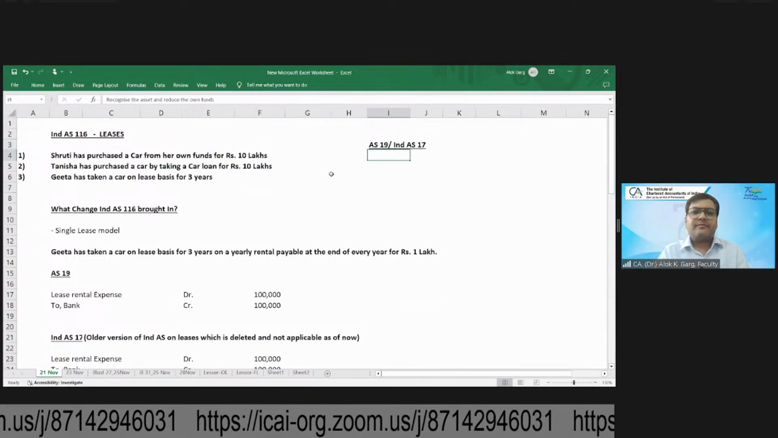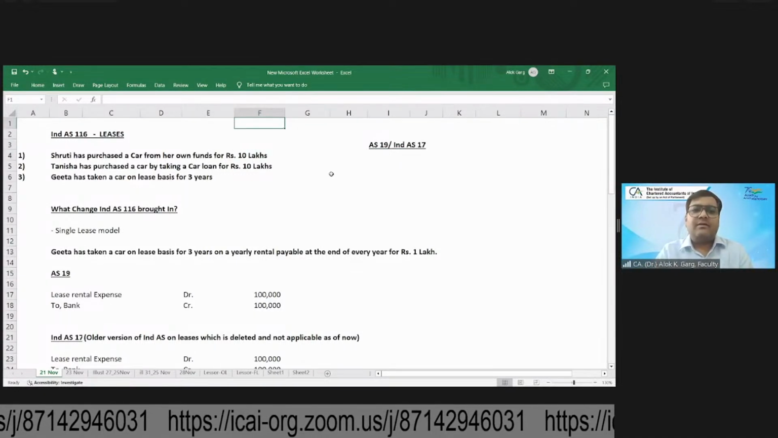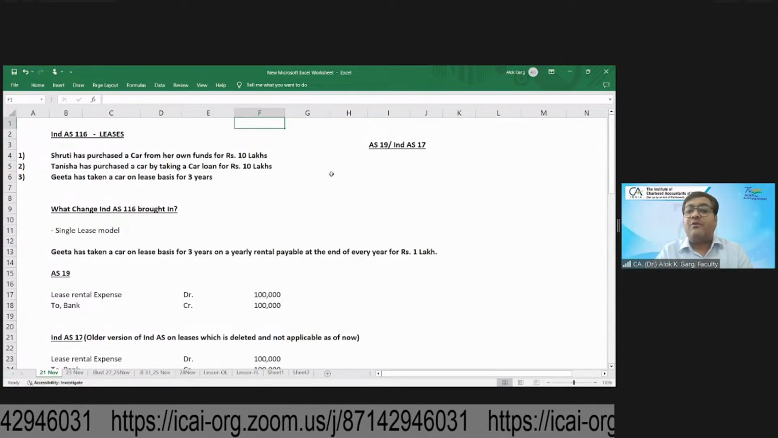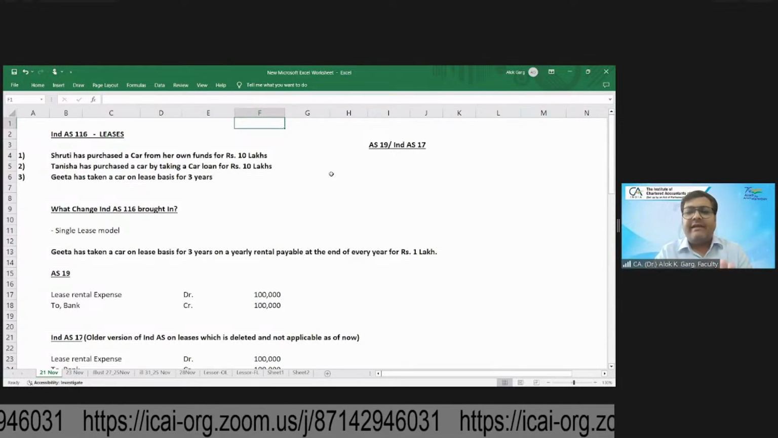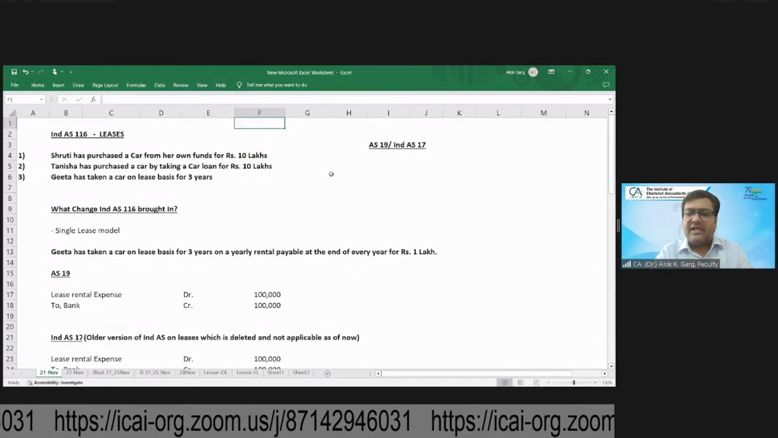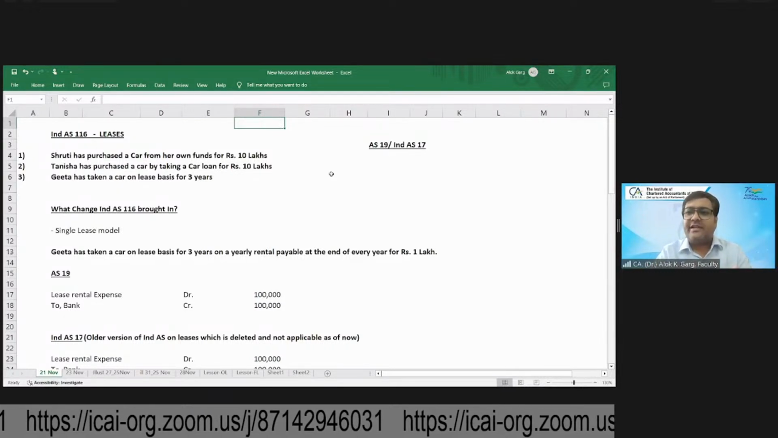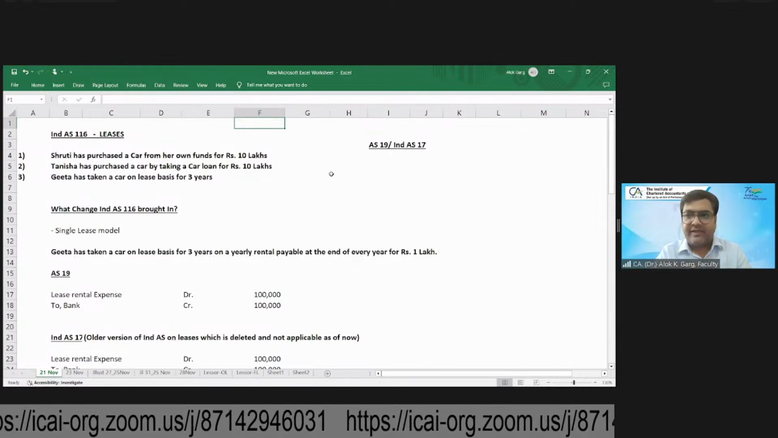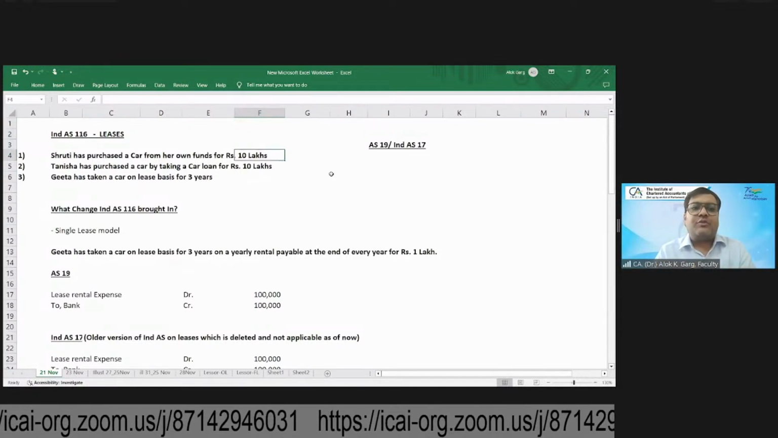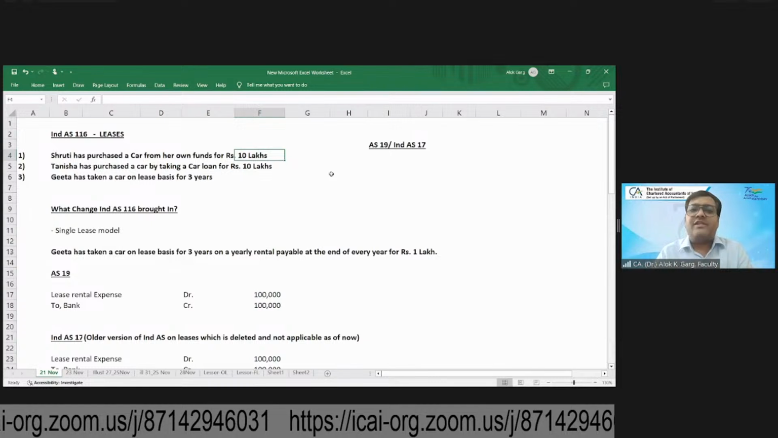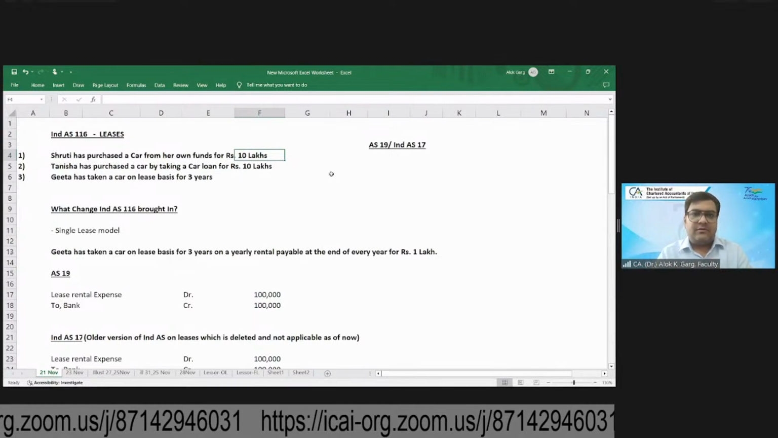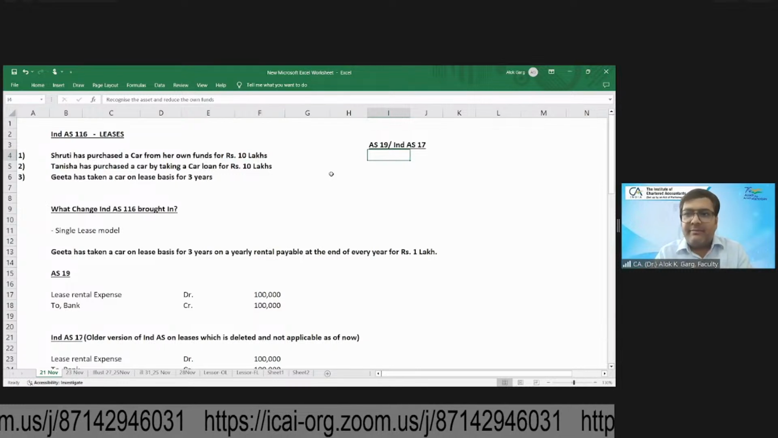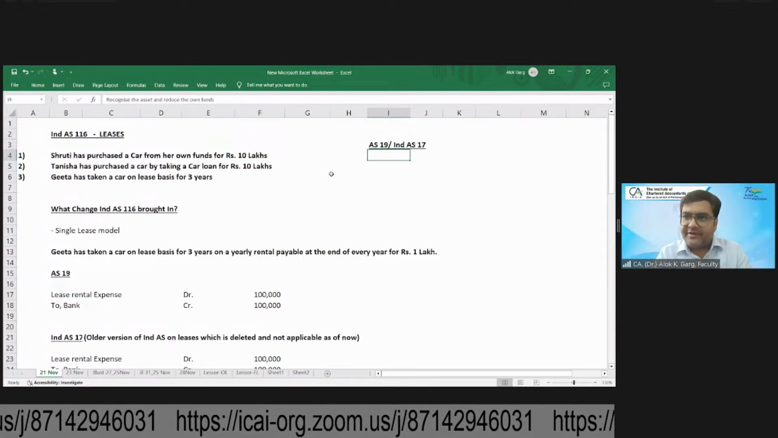Yes. The first example is Shruti has purchased a car from her own funds for rupees 10 lakhs. Friends, I have not changed the example which I took in the last batch, so that when you listen to those videos, you will be able to relate the examples of the Excel file as well. Shruti has purchased a car from her own funds for rupees 10 lakhs. Now, what is the accounting treatment of this? The car will be debited and the cash will be credited. Correct?